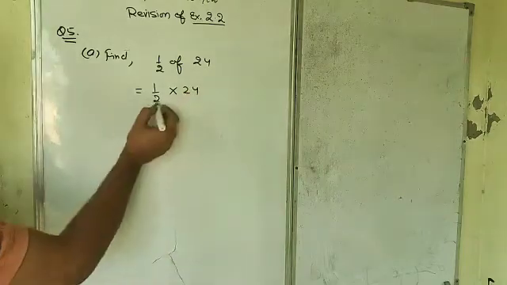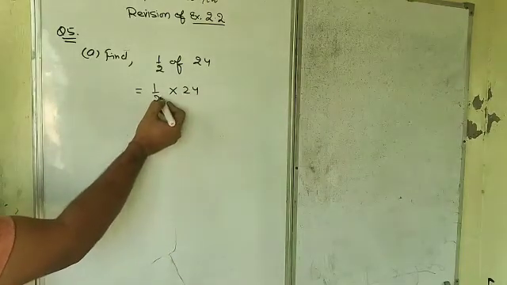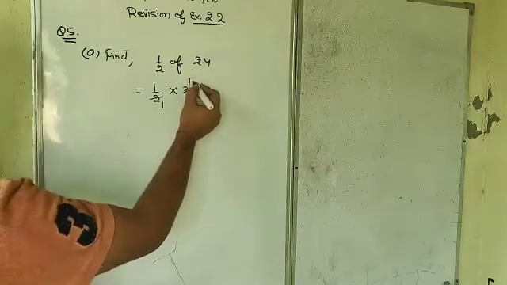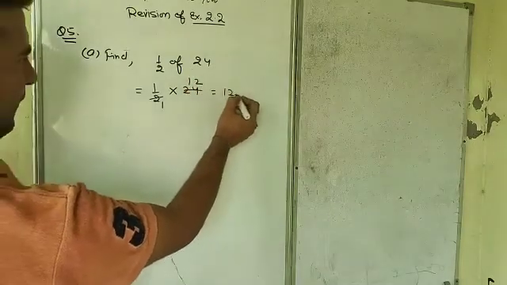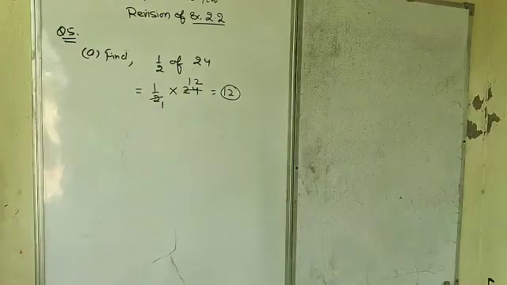हमें सिंप्लीफाई करना है. ये दोनों में कॉमन फैक्टर है कुछ? Yes, 2 is the common factor. 2 1s are 2, 2 1s are 2, 2 2s are 4. So 12 is the answer. ओके, आप ऐसे किसी को भी सॉल्व कर सकते हो.